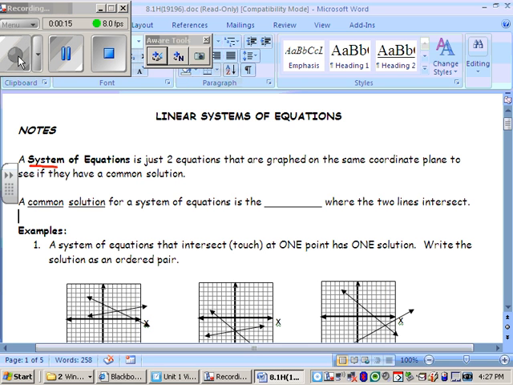A system of equations is just two equations that are graphed on the same coordinate plane to see if they have a common solution. Now, what do we mean by common solution? Well, if you graph two equations, their common solution would be the point where the lines intersect. So let's take a look at some examples of some graphs where two equations were graphed and see if we can locate their common solution.